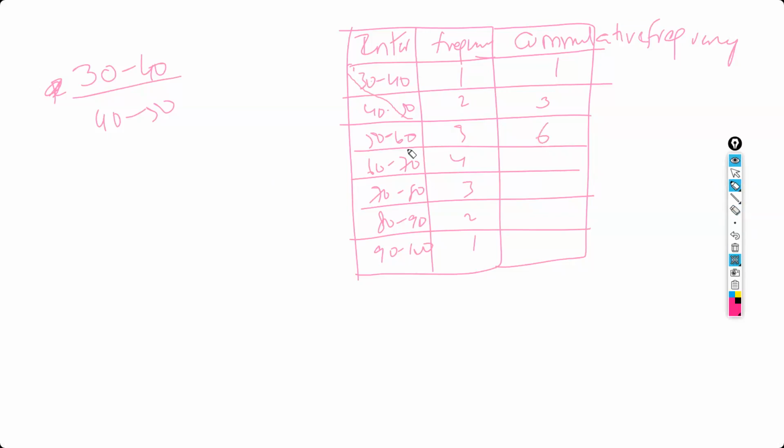Cumulative frequency 30 to 70. How many? 30 to 80. 30 to 90. 30 to 100. This is called the cumulative frequency table. Point is clear? So every time, the first number to that number, including from there to there.